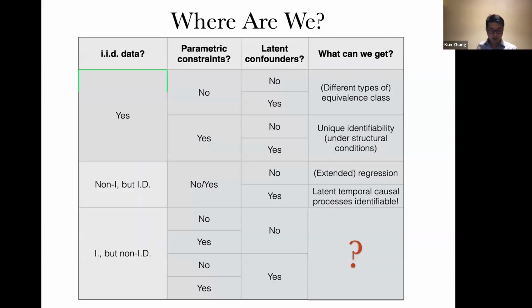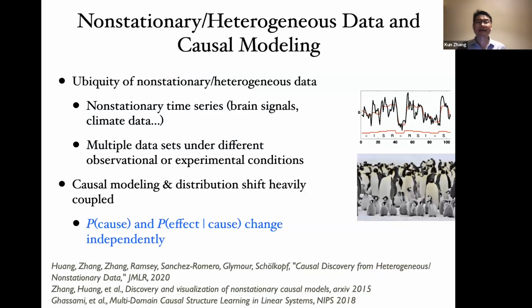Okay, so now let me just finish this within 5 or 6 minutes. Now let's look at the last setting. You have independent but non-identically distributed data. In other words, you may have non-stationary data or heterogeneous data. Now, what can we do? First of all, we know that causal modeling and distribution shift are heavily coupled, right?